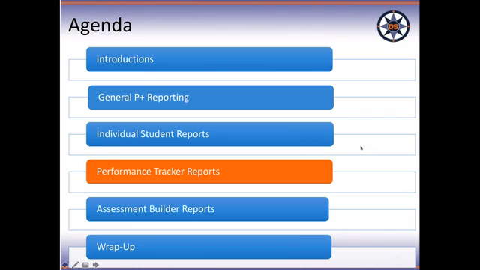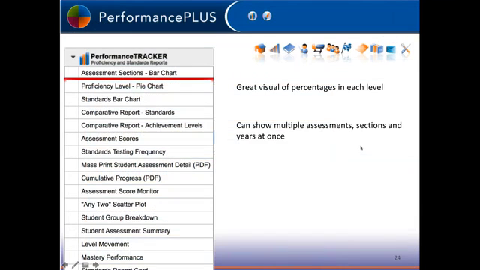Okay. We got it. So next are the performance tracker reports. Remember, these are the reports that do not show you item level. You cannot see question detail here, but you can see lots of different versions of totals and proficiency levels and standards and sections. So the first one we're going to look at is the pie chart.